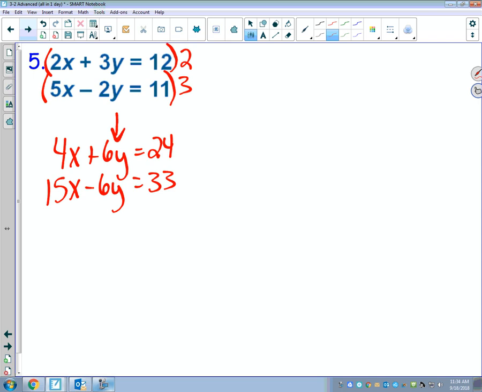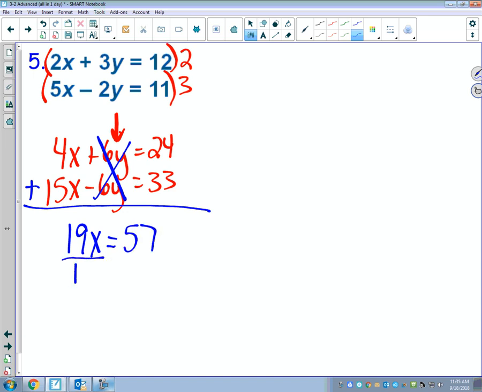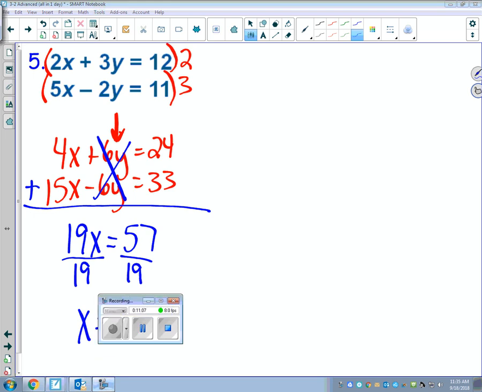And then look what I did. These already cancel each other out, right? 6y minus 6y is 0. So I'm going to add these equations in order to get 6 plus negative 6 to eliminate the y's. And I'm left with 19x equals 57. Then I can divide by 19. And I believe that x equals 3. This saves a lot of fraction issues in substitution.